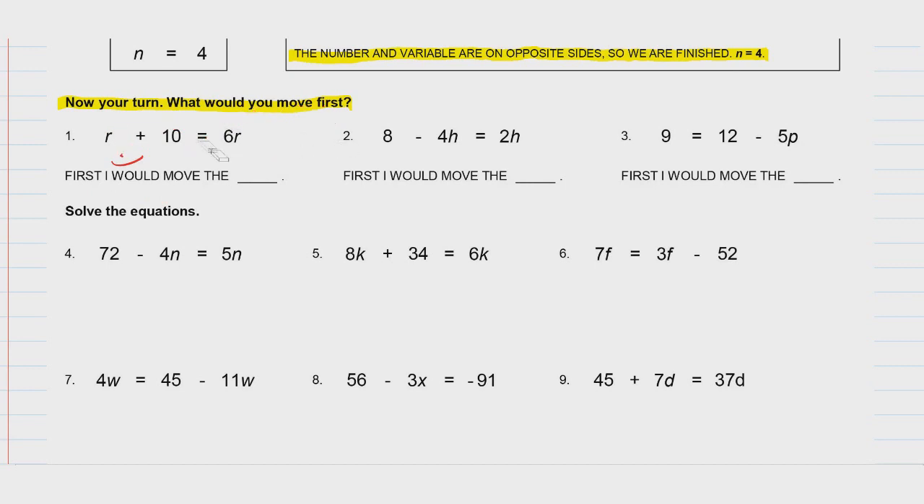Let me clean that up so it looks nice. First I would move the r. What I'd like you to do is problems 2 and 3 on your own. When you're finished, come back to me and we will check your answers.